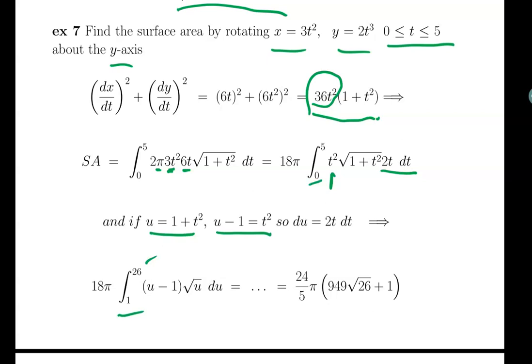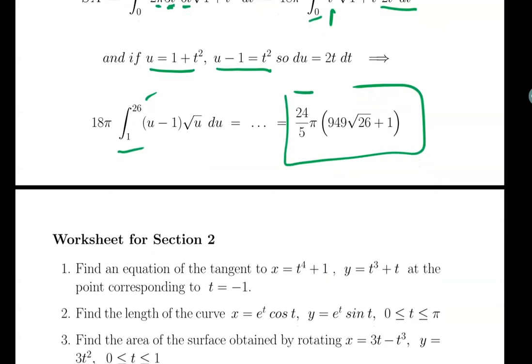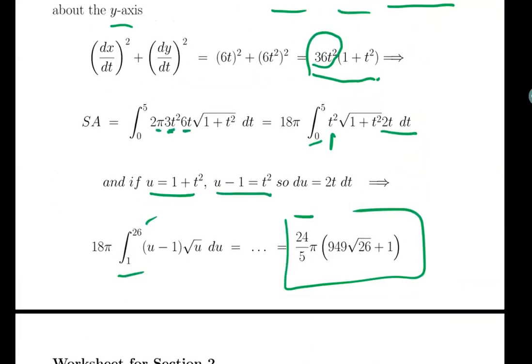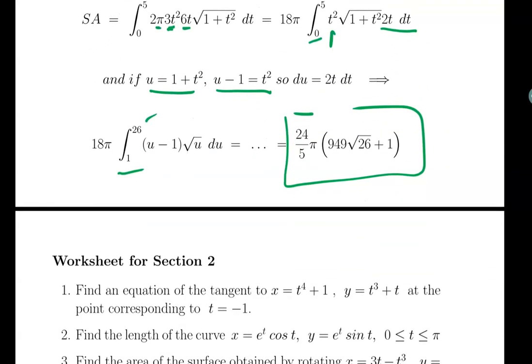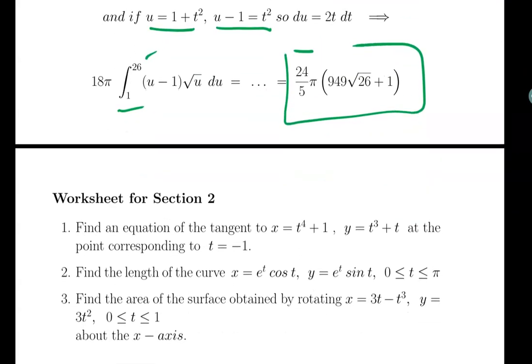When t is 0, u is 1 plus 0 squared, or 1. When t is 5, u is 1 plus 5 squared, or 26. That way I don't have to go back. And this is what you'd end up getting. This is the surface area. So again, they're very similar to the formulas that we had before, but I think they're a little bit easier, a little more streamlined, because everything's basically in terms of t.